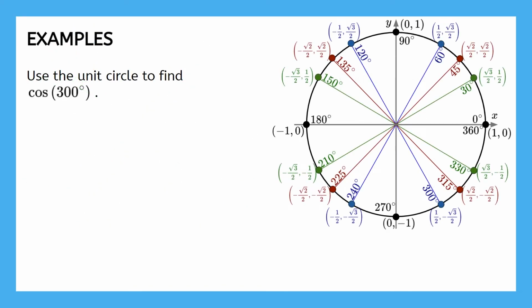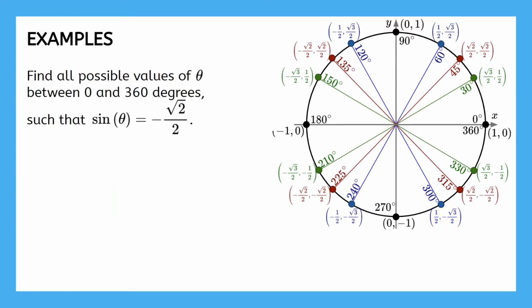Use the unit circle to find the cosine of 300 degrees. Okay. Remember that the cosine of an angle is the x-coordinate of the corresponding point on the unit circle. We check the point at 300 degrees, and the x-coordinate of that point is 1/2. So, the answer is 1/2. Questions like these are why having the unit circle is so helpful.